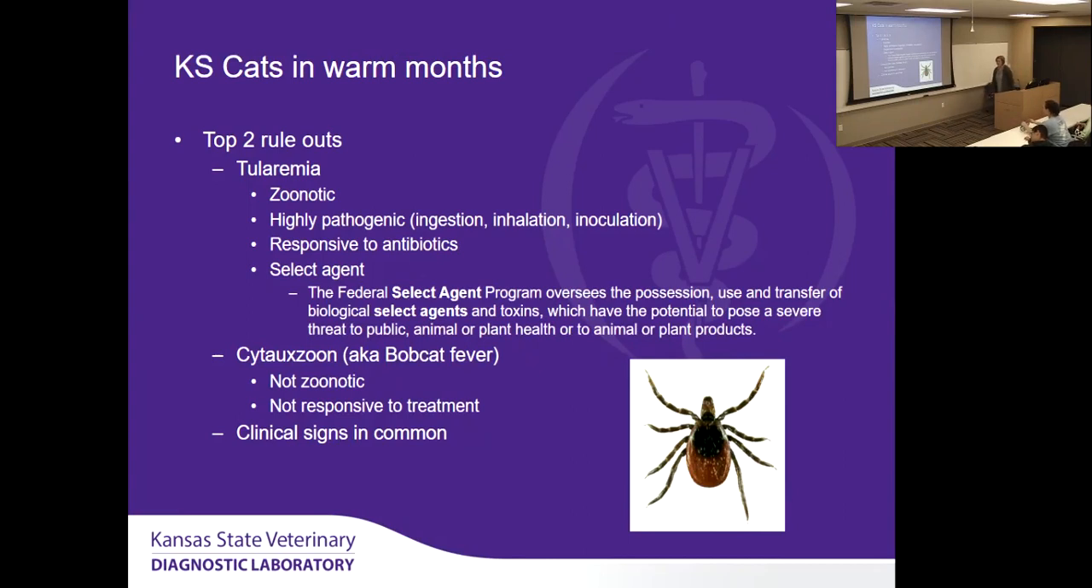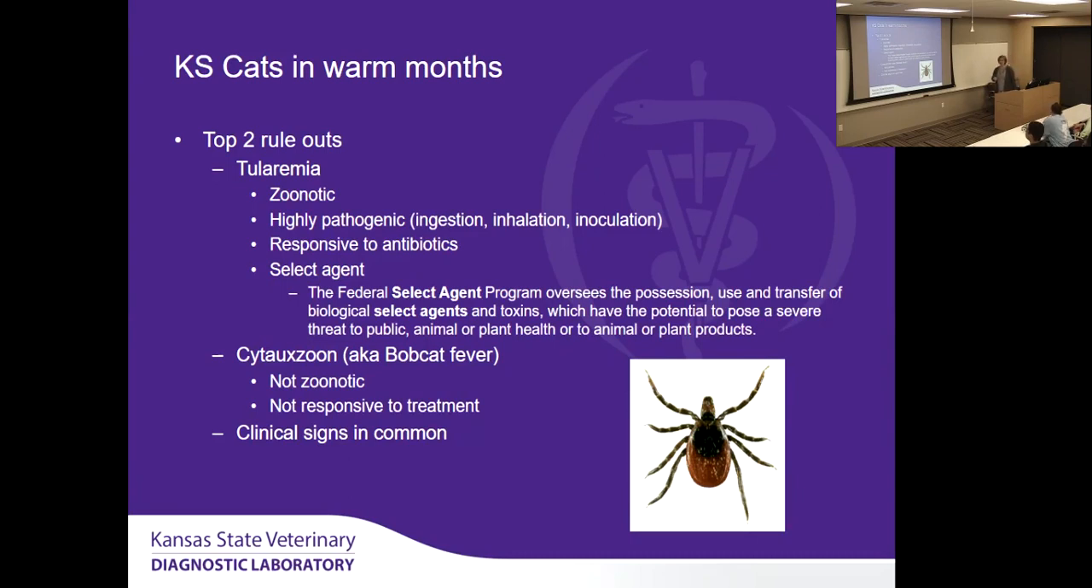So I was just talking about cytauxzoon and tularemia and how they can look alike clinically in these cats when they're sick. So I was just talking about tularemia and how it's a select agent. So a select agent program is overseen by the federal government. And if you work on select agents in your laboratory, there are very, very stringent procedures, lots of inspections that you have to go through.